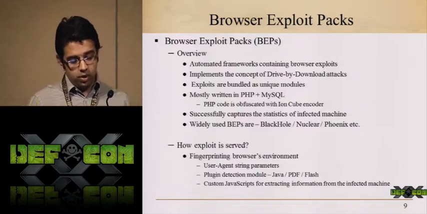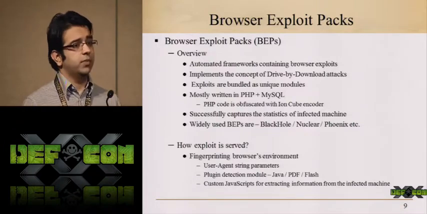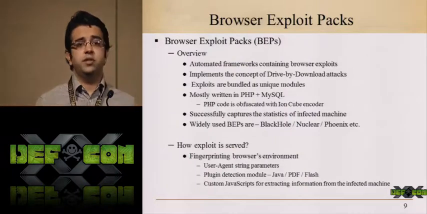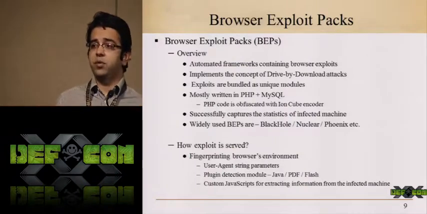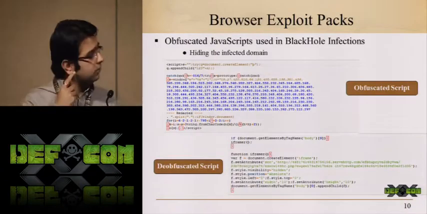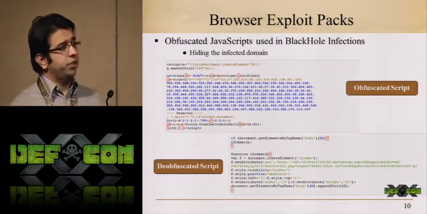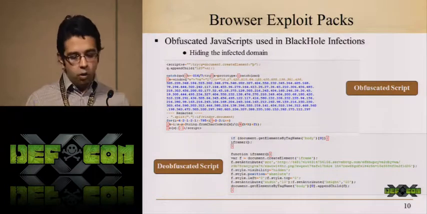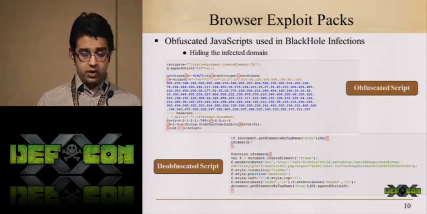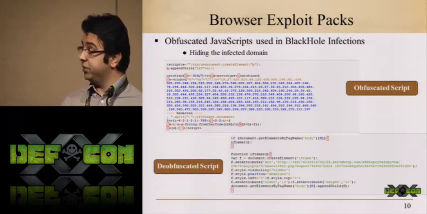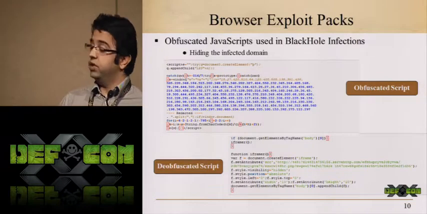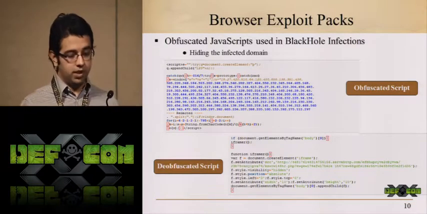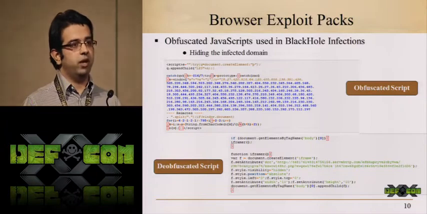Then there are custom JavaScripts used explicitly for fingerprinting, which give the browser version and the user environment information. This is very much required for the browser exploit packs. The examples I'm going to discuss in this talk are all based on real-time case studies that we have analyzed. All these iframes and obfuscated scripts and this kind of pattern that I put on the slides are being used heavily nowadays. It's a similar set of patterns that browser exploit packs like Black Hole and Nuclear Pack are using.